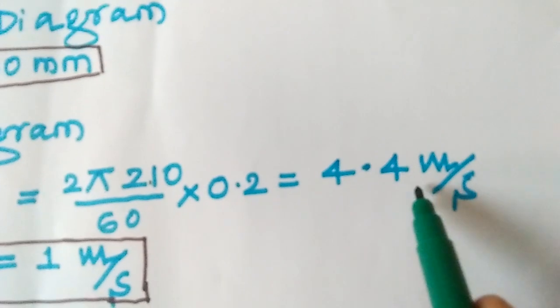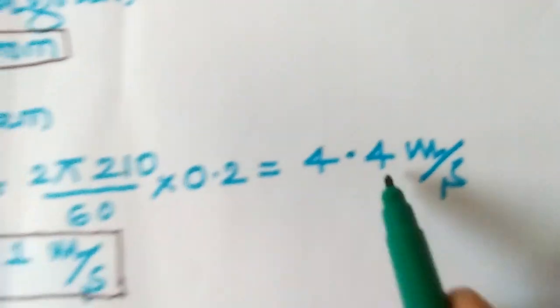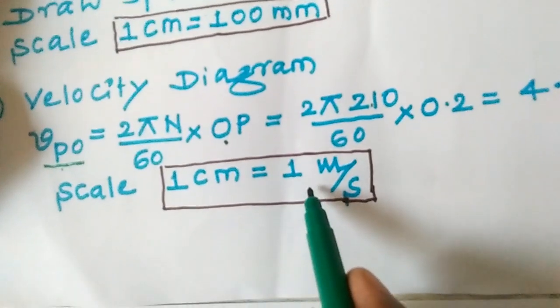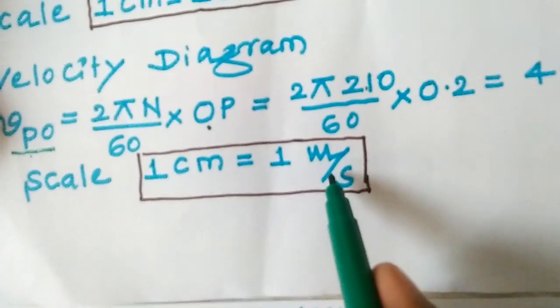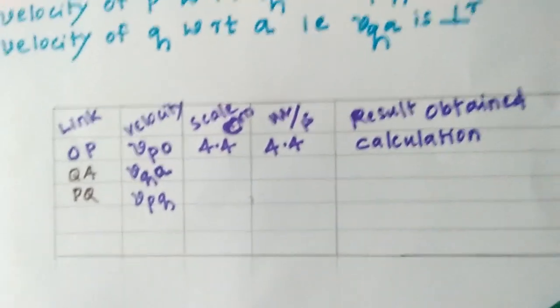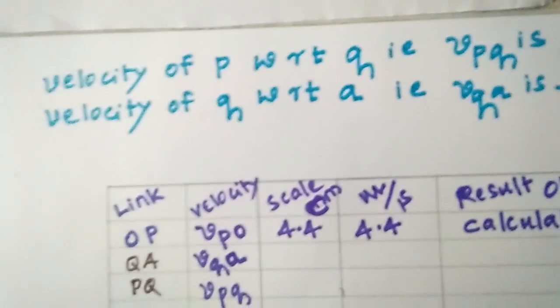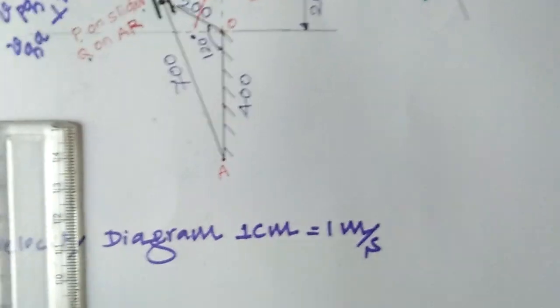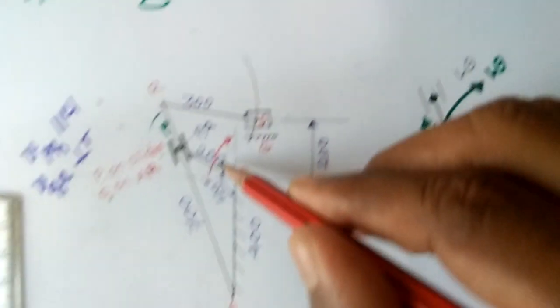This comes as 4.4 meter per second. Once again you have to go for the scale, that is 1 centimeter equal to 1 meter per second. Okay, then I'll draw the things. First I'll go to the velocity diagram. Okay, first the known thing is that 4.4. First you have to look at this one.